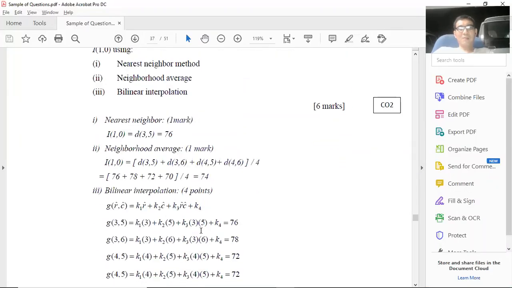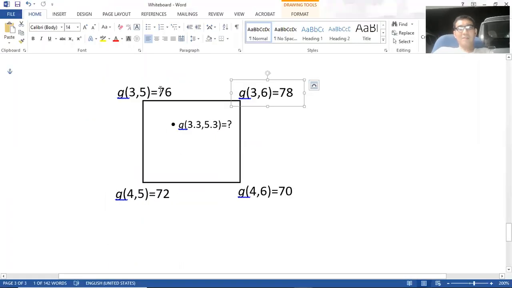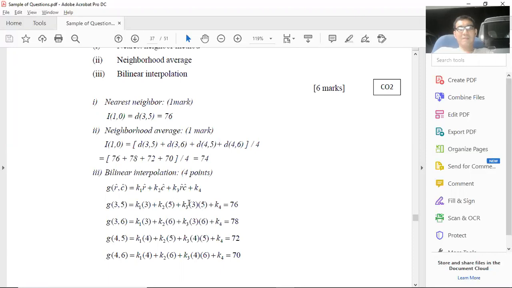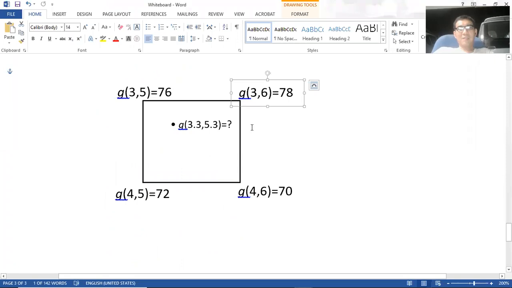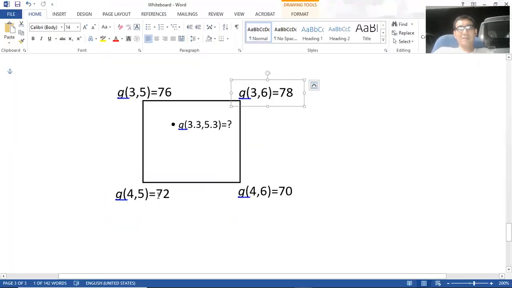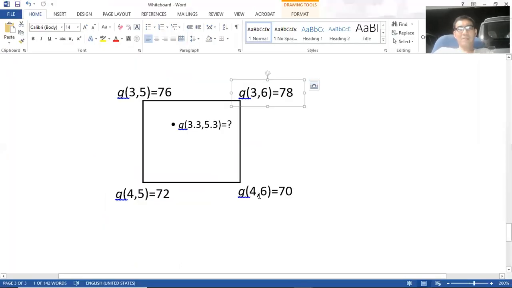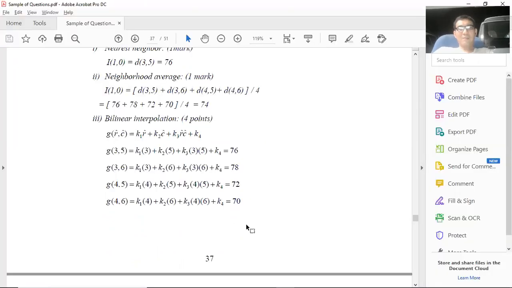Yeah, the most marks go to the most challenging one. You need to use bilinear interpolation. So you need to establish 4 simultaneous equations. With R prime, C prime and the grey level, you have 3, 5, 76; 3, 6, 78; 4, 5, 72; and 4, 6, 70. Then you have to solve the simultaneous equations.